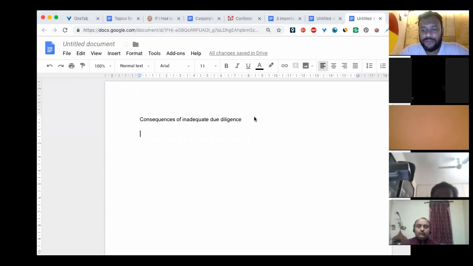Okay, somebody said to further qualify due diligence. This is actually a very good point. Is it a due diligence in a property matter, or are we talking about a due diligence in an M&A transaction? What is it, right? The consequence of inadequate due diligence in M&A transaction. So now we are very specific. Now let's see what questions can be asked.